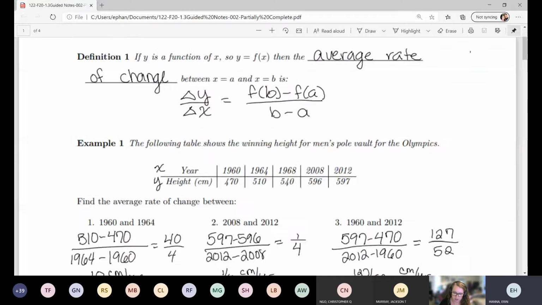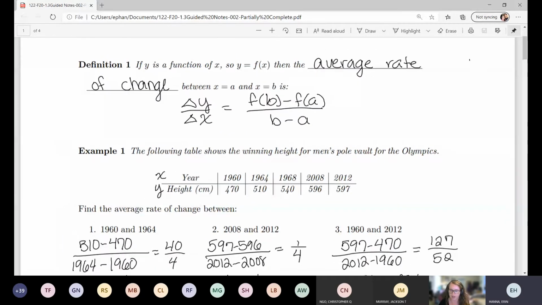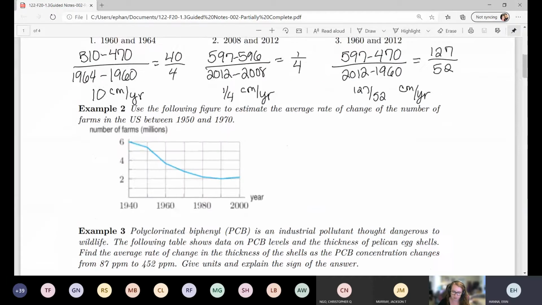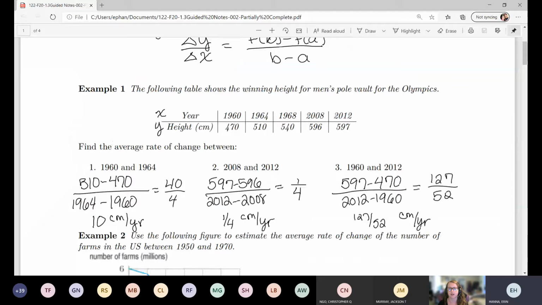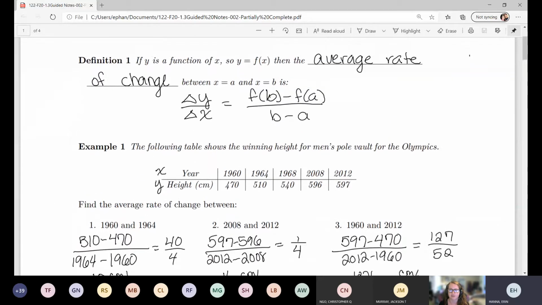Okay, so we started these notes on Friday and we kind of jumped around a tiny bit for the sake of time. So the first thing we're going to start with is example 2. To remind us what we're working with here, remember we're finding average rates of change, which is essentially a slope. If you want to think about it as calculating a slope, that's a perfectly fine way of thinking about it.